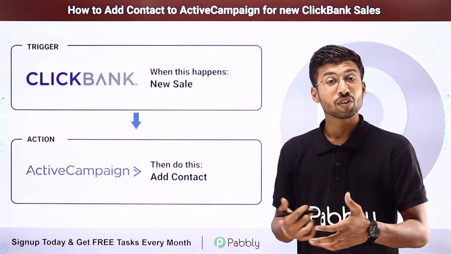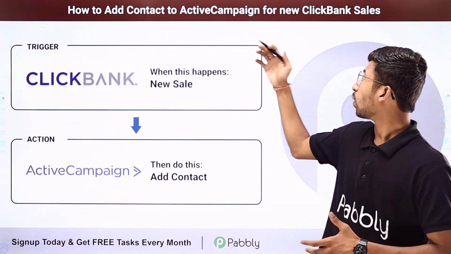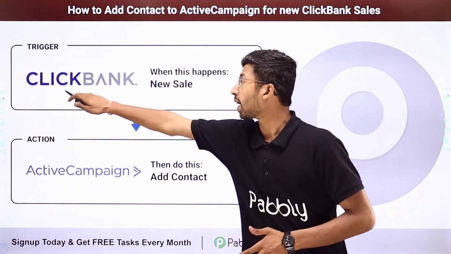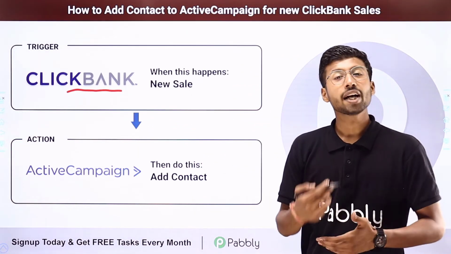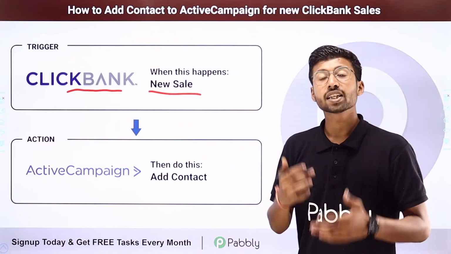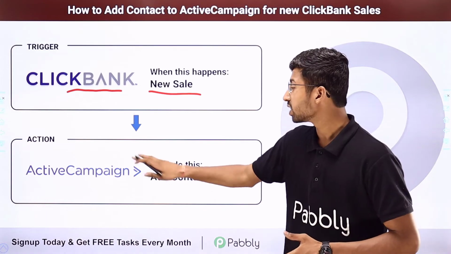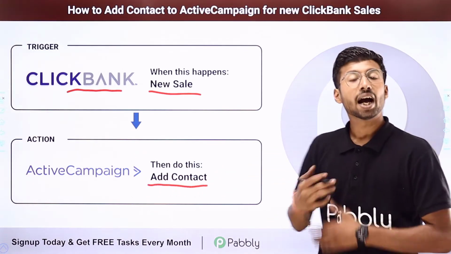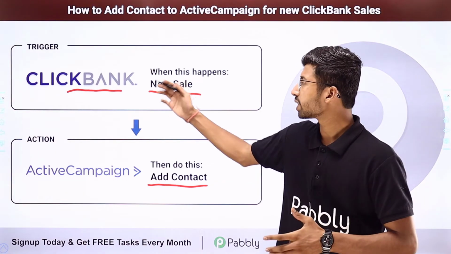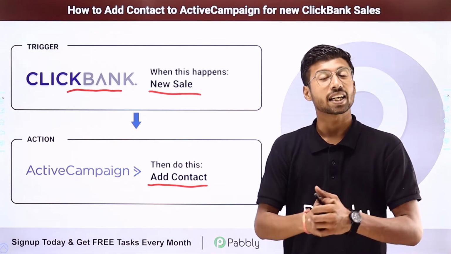So in this video, we will learn how to add contact to ActiveCampaign for new ClickBank sale. Now suppose you are using ClickBank to sell some kind of products and whenever you get a new sale in ClickBank, you want to add the customer who made the purchase as a new contact in ActiveCampaign. And guys, you can basically automate this complete process. To do so, you have to set up an integration between ClickBank and ActiveCampaign.